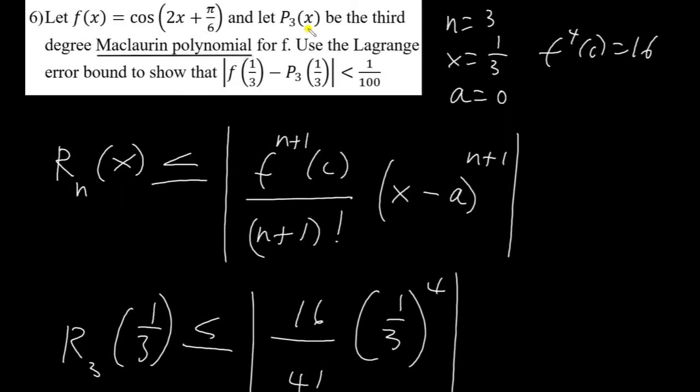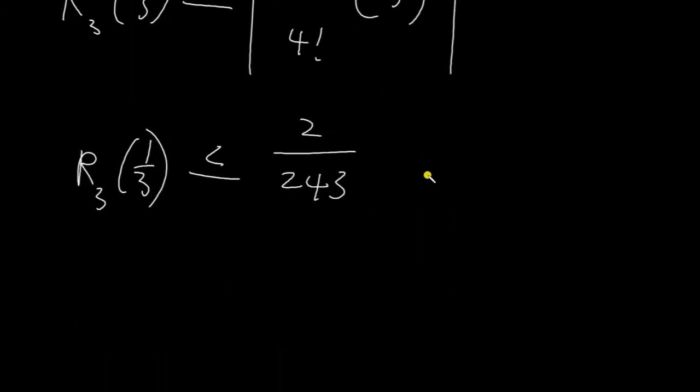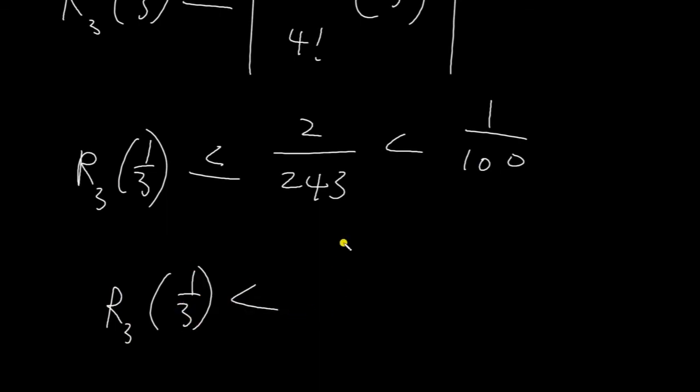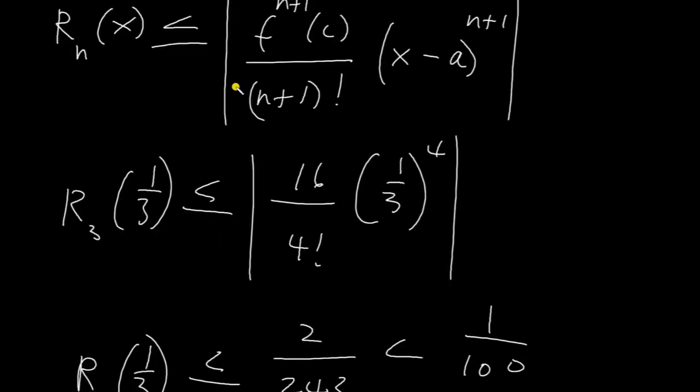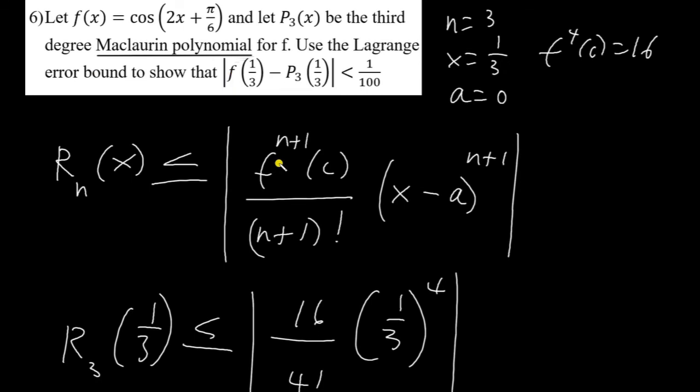And we want to show that 2 over 243 is less than 1 over 100. Well, it's obviously less than 1 over 100. This is 2 over 200, this is 2 over 243, so this is obviously smaller. So this allows us to conclude that the remainder at 1/3 is less than 1 over 100. We've proved what they wanted us to prove by using the Lagrange error bound.